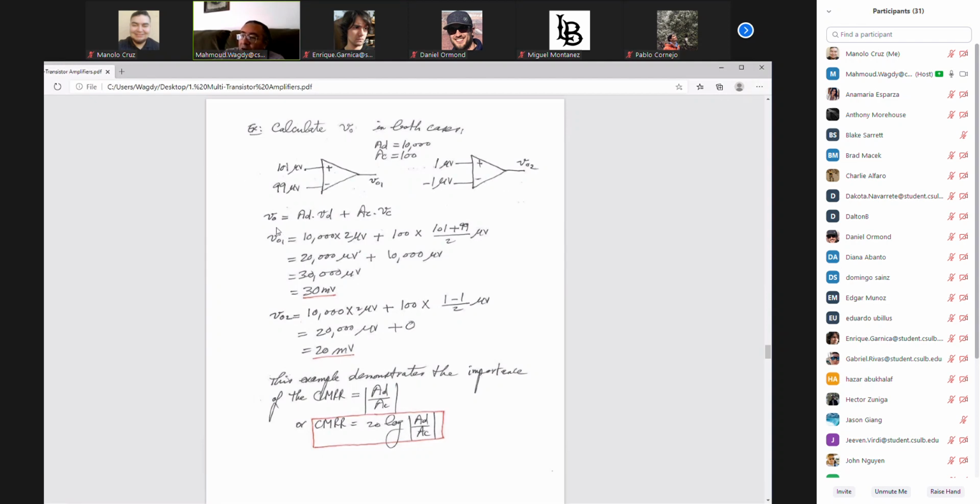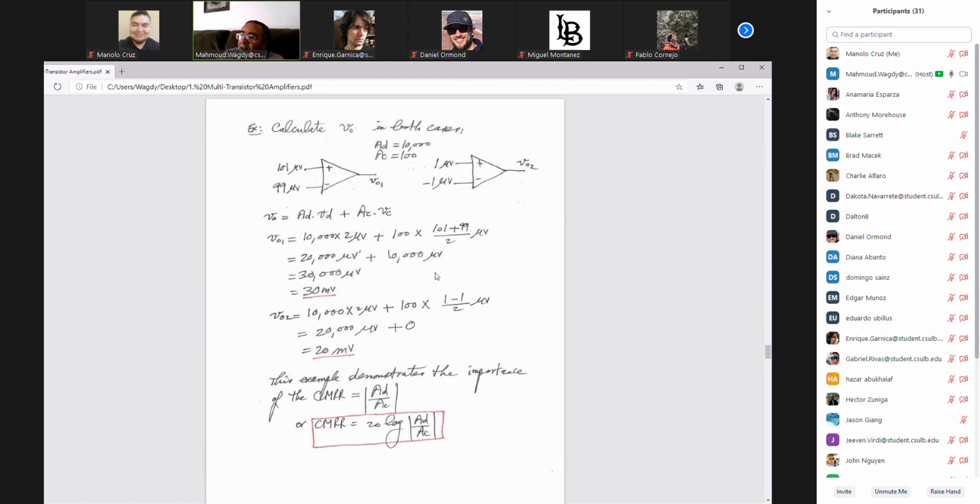The general equation here is that V output is given by A differential times V differential plus A common mode times V common mode. Let's calculate for the first case, V output 1. The differential component is 2 microvolts. The common mode component is the average of these two, which is 100 microvolts. So we end up with V output 1 here of about 30 millivolts.